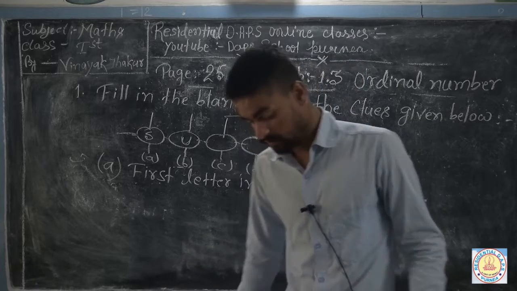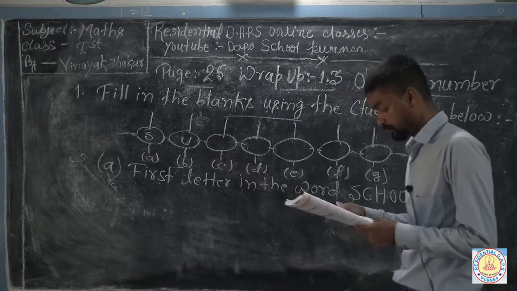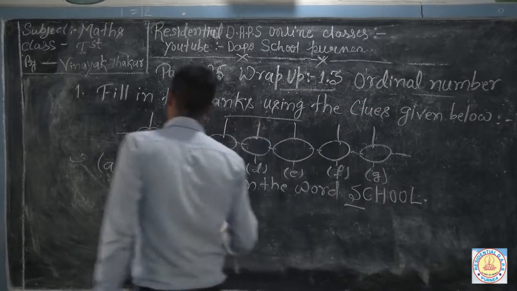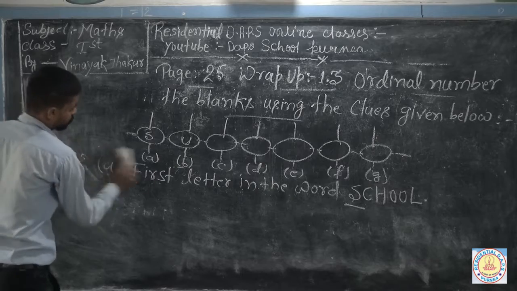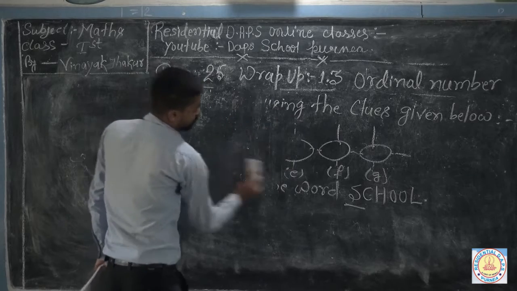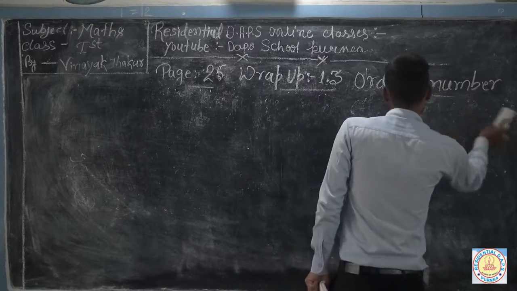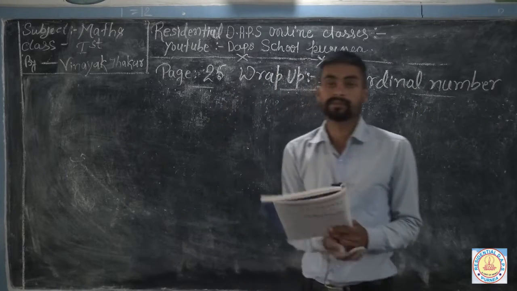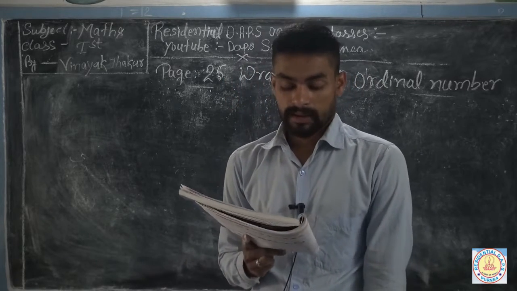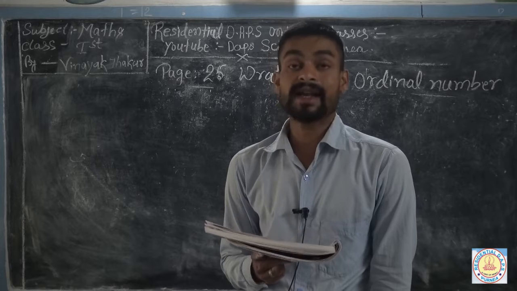First, you need to solve your first question. I'm going for the next one. Guys, I'm going for the second question of wrap up 1.3. In that question, arrange the numbers in the blue box in ascending order and the red box in descending order.